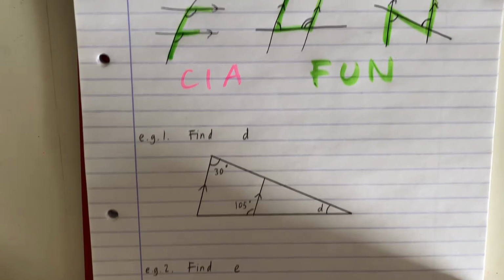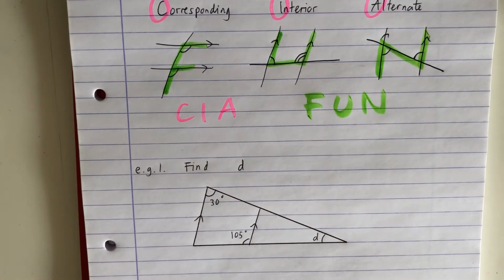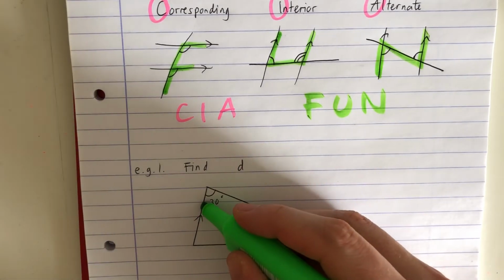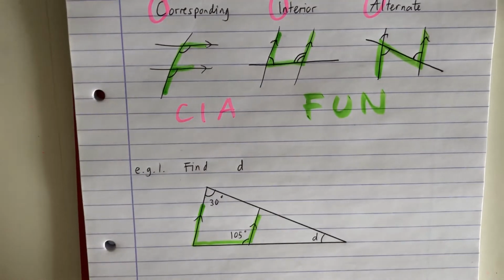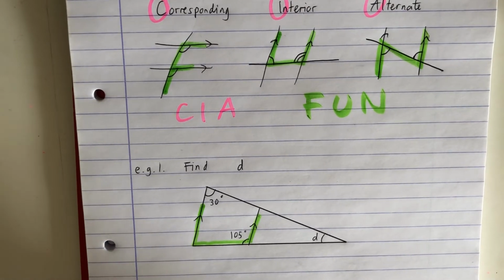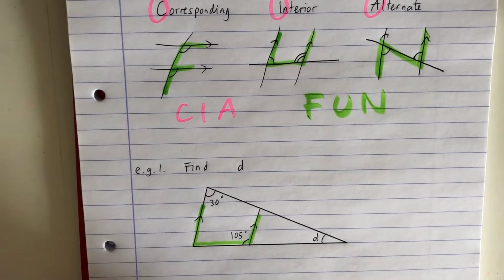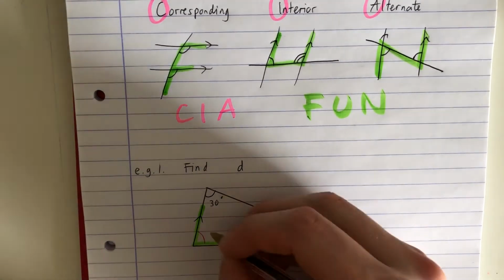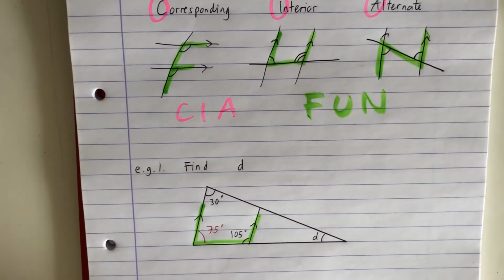Right, let's try it. I'm not going to tell you which one to use, we have to work it out. So easy number 1 is find D. Okay. Well, there are your parallel sides, so we're going to try and find out different things. Now, I can see automatically a U right there, interior, which means these angles are not the same, but they add up to 180. So that would have to be 75 degrees. That's one thing I can see automatically.